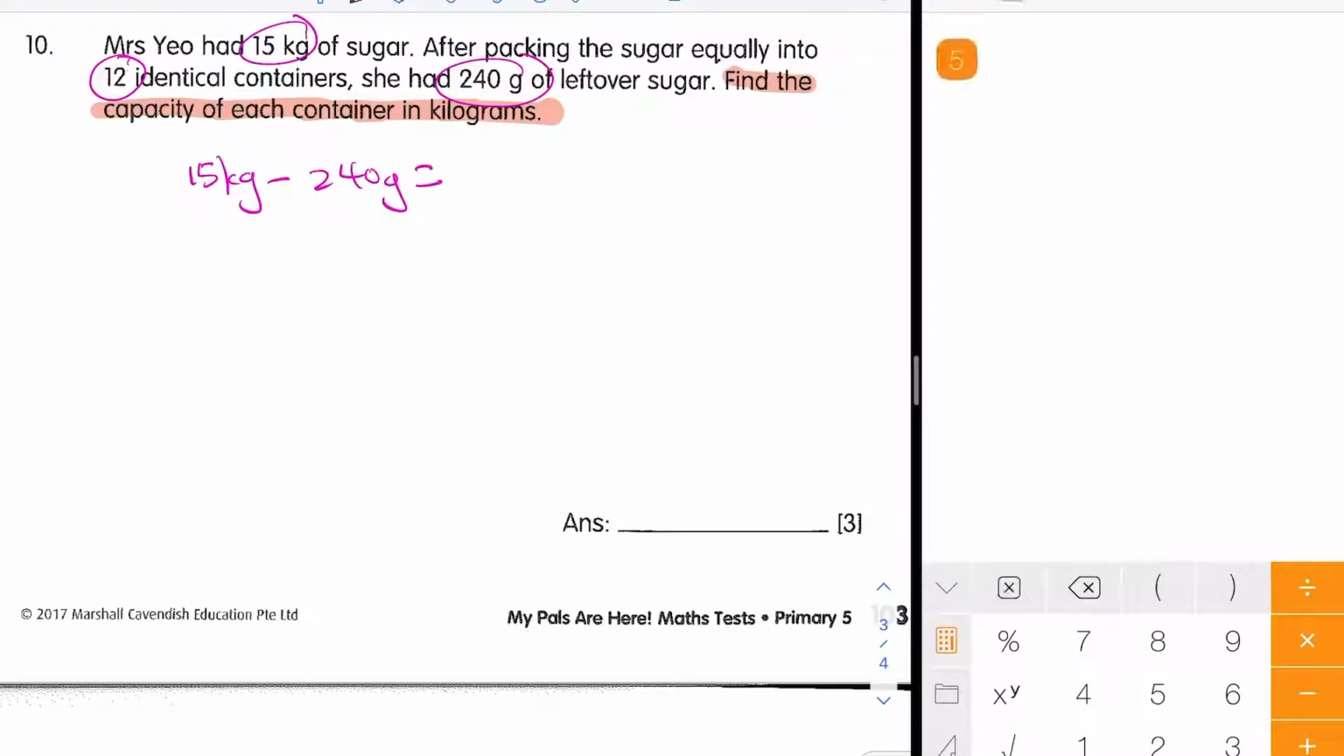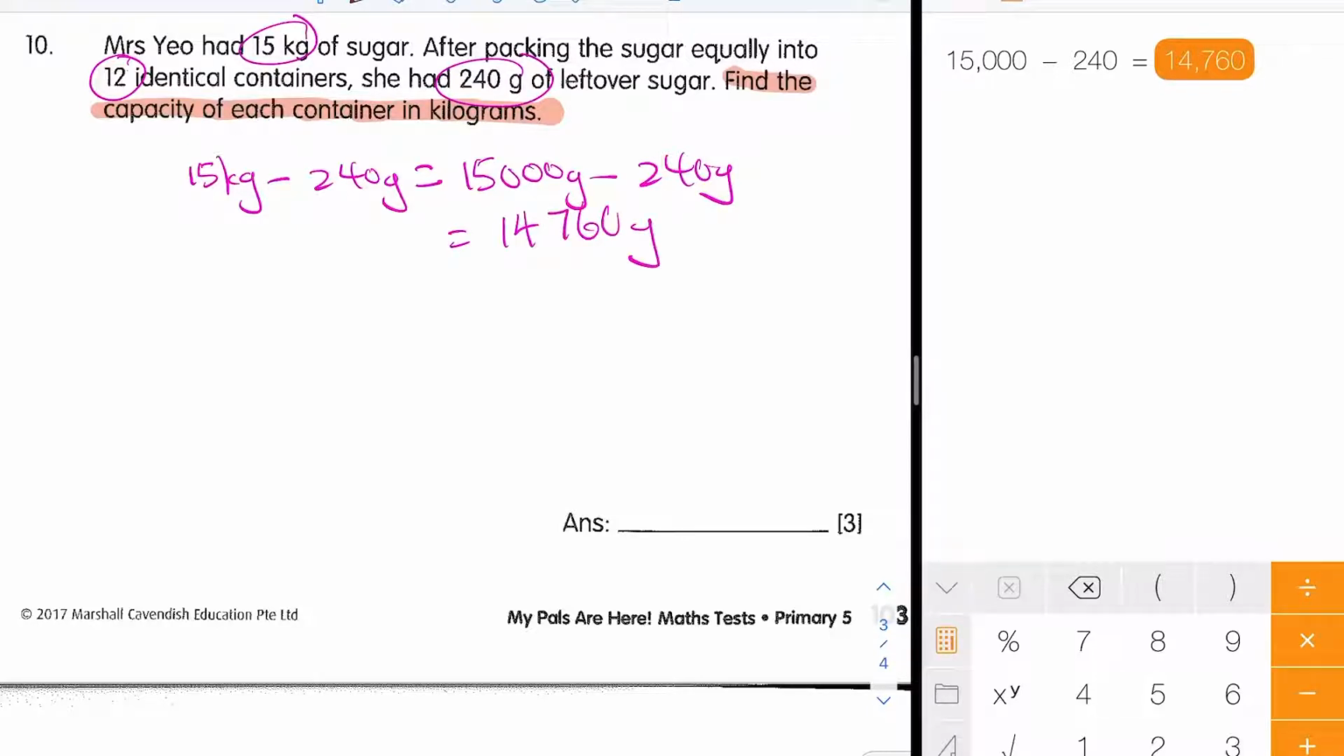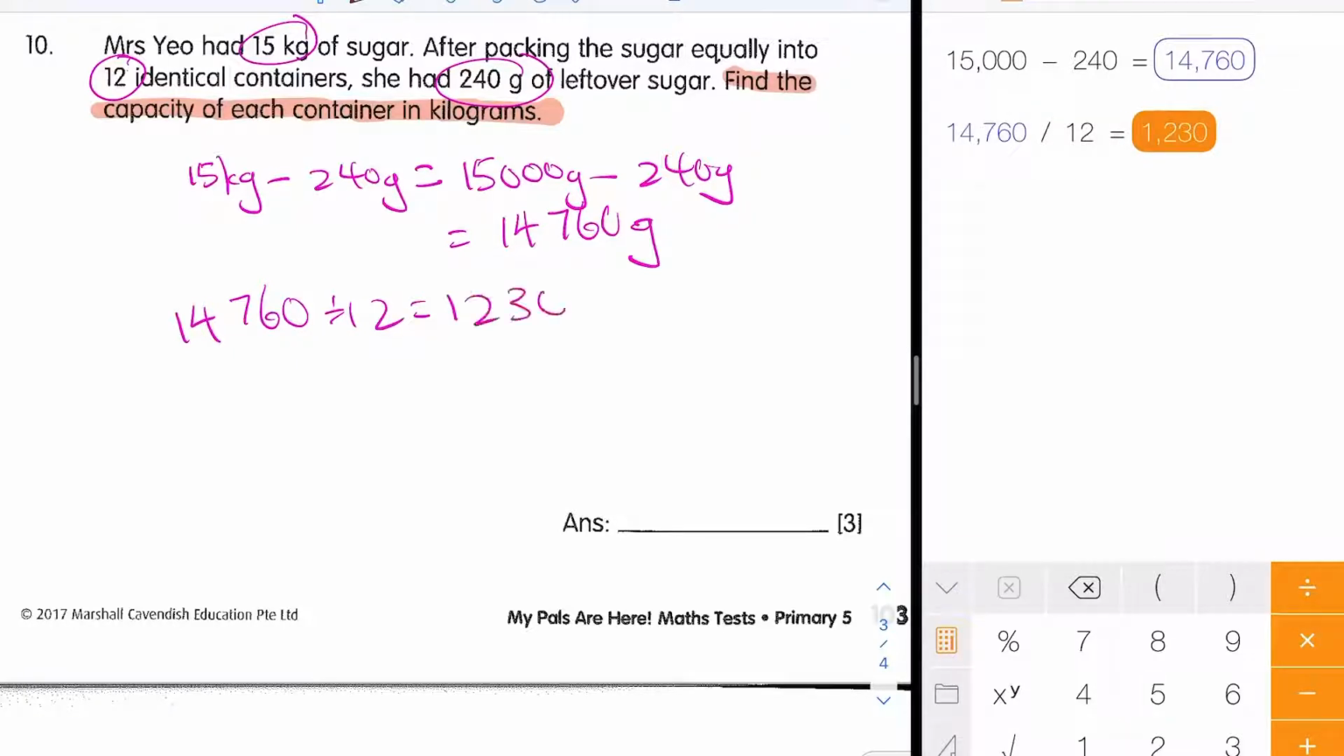Okay, so 15 kilogram is 15,000 gram minus 240 gram. So 15,000 gram minus 240 gram will give you 14,760 gram. All right. Then we are going to divide this by 12, and this will give you 1,230 gram of sugar, which would be 1.23 kilogram. So the capacity of each container is 1.23 kilogram.